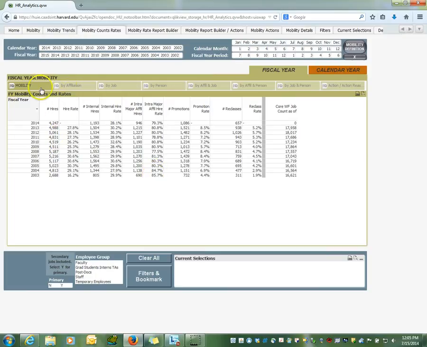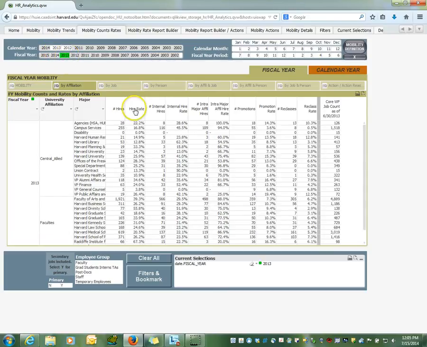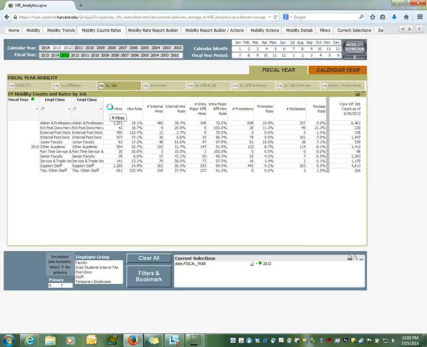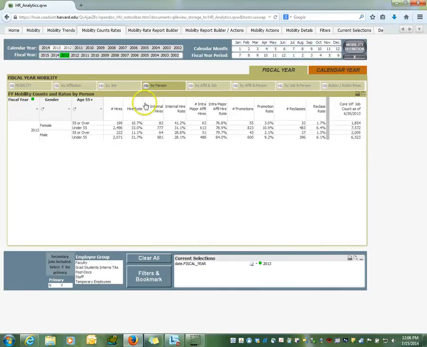Again, these same counts can be looked at by going through and looking at affiliation. So if we look at a completed fiscal year, then you can see the higher rates by major affiliation. You can use the cycle down functionality, again by job information. So you can always expand these column widths by person information, and then combinations of the two things.